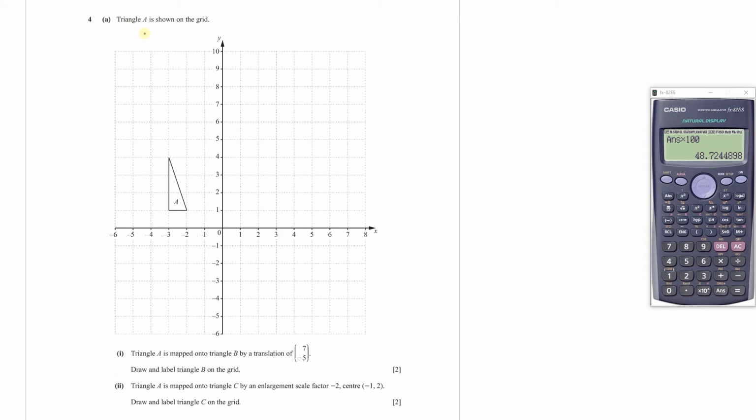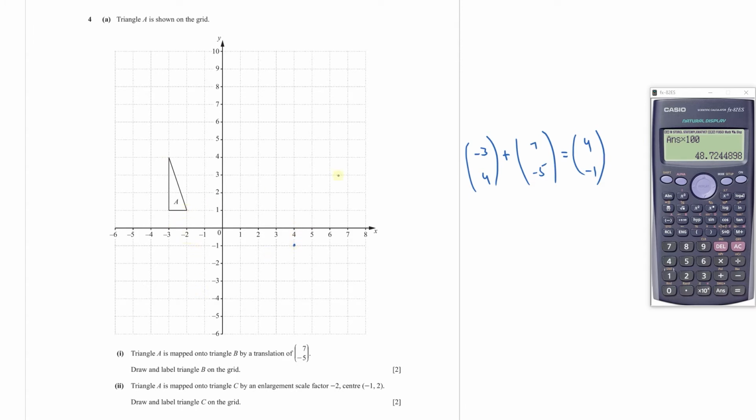Question number 4 is: triangle A is shown on the grid. Triangle A is mapped onto triangle B by a translation of 7, minus 5. Draw and label triangle B. So if these are the three coordinates, three vertices of the triangle, let's look at this one. This point is minus 3 and 4. So you add the translation vector to get the image. So plus 7, minus 5, you get 7 minus 3 is 4, and minus 5 plus 4 is minus 1. So this point will move to 4 and minus 1.